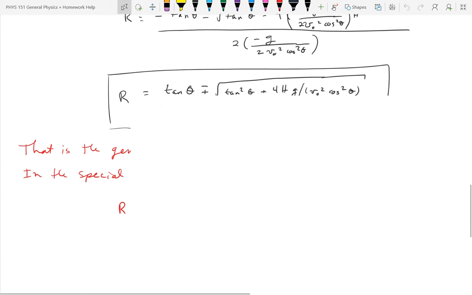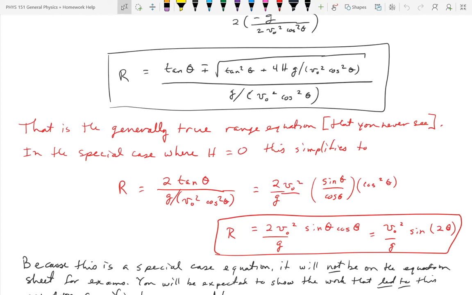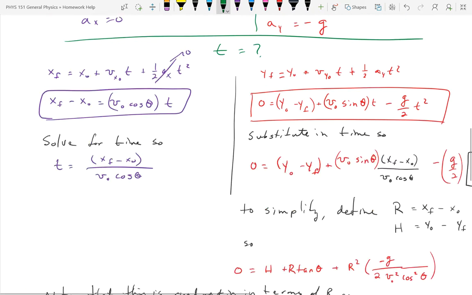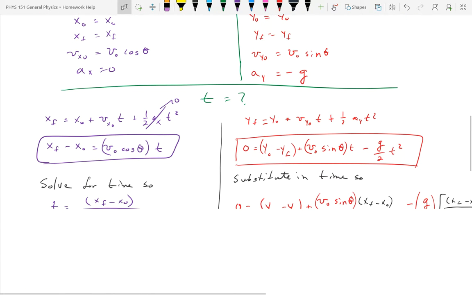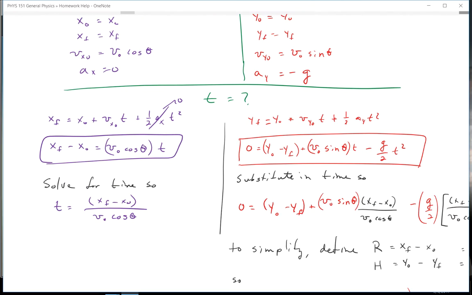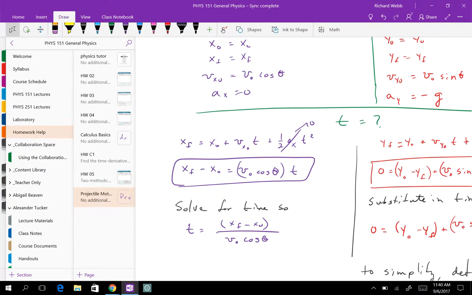And then the one that's in the textbook is for the special case where the difference in elevation, the height h, is 0. And if that h is 0, then it just simplifies to the equation that's in red. So you can look through and see the actual application and work there. But right now, we have more fun things that we have to do.